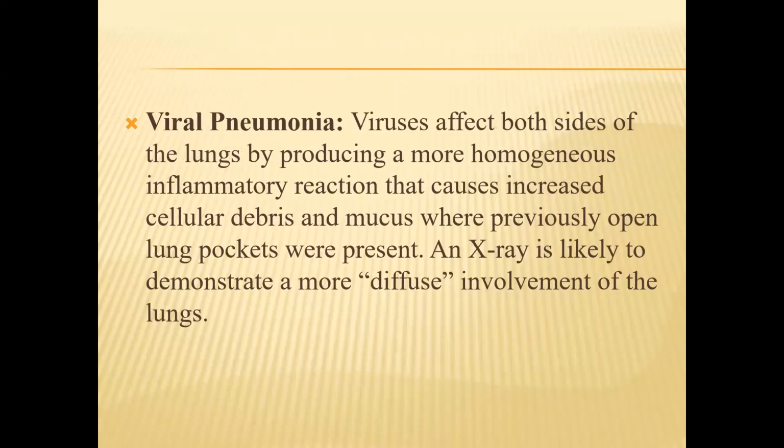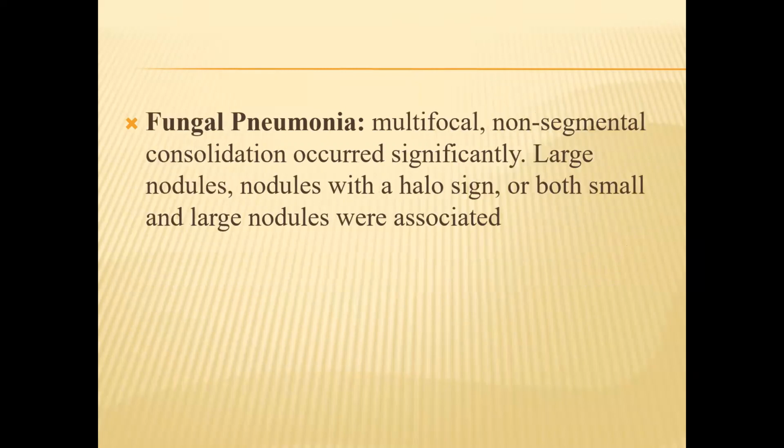Next slide, sir. In viral pneumonia, as I have already explained, viruses affect both sides of the lung by producing a more homogeneous inflammatory reaction that causes increased cellular debris and mucus. Next, sir. In fungal pneumonia, multifocal non-segmental consolidation occurs significantly, with large nodules with the halo sign. As I have already described, in aspergillosis pneumonia the halo sign is more common, and it is very easy to diagnose on HRCT on the basis of the halo sign whether the pneumonia is bacterial, viral, or fungal.